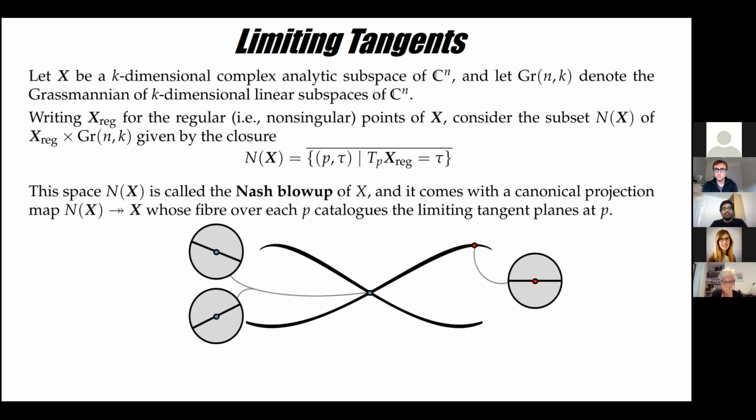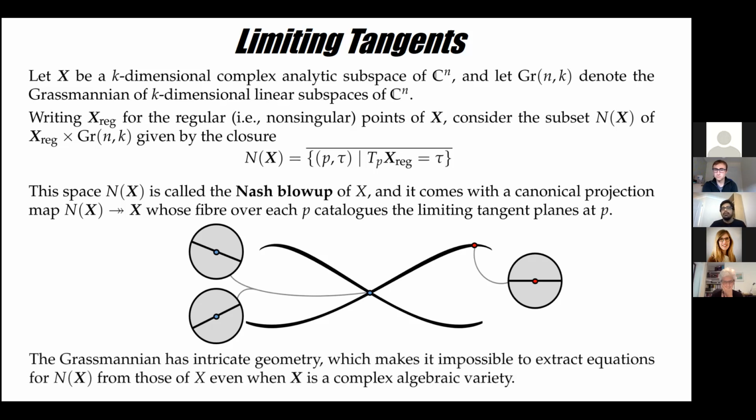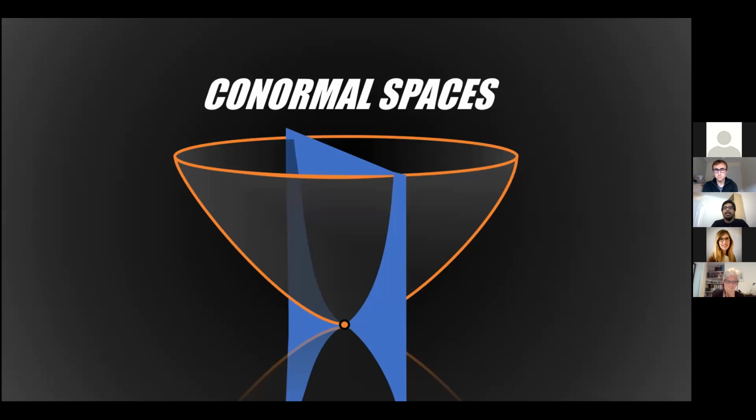And what's lovely about this is that if you look at the fibers of this projection map, then you'll see all the limiting tangent spaces, even at the singular points. So in this picture, red is not a singular point, so you just get the tangent itself. And the blue is a singular point with sort of a crossing, and here you see that the fiber has 2 points over it. Unfortunately, the Grassmannian is a fairly complicated object. So if you give me equations for X, I have no hope of getting equations for the Nash blow-up of X. So we need something that does this sort of cataloging without being as complicated as the Grassmannian. And that's one of the main topics here.